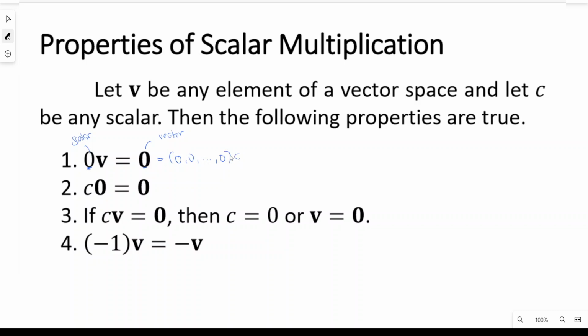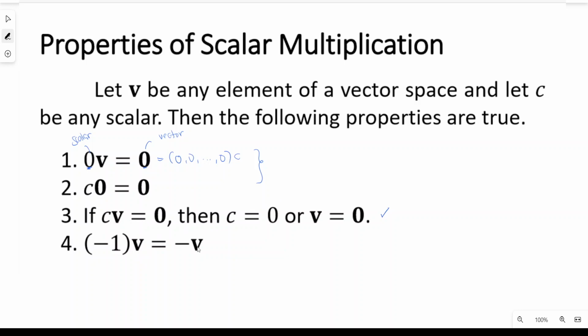It would just be 0 times c, 0 times c, 0 times c all the way, so that it would still be the zero vector. So this is a vector. And if c times v is equal to the zero vector, then either c is zero or the vector itself is a zero vector. So this comes from these first two properties, and negative 1 times v is the negative of v.